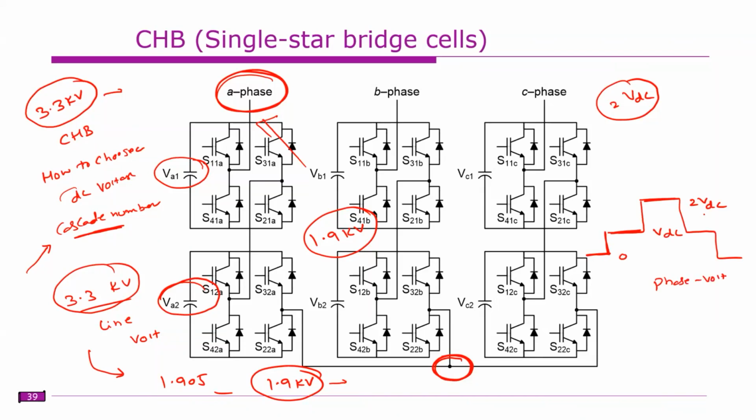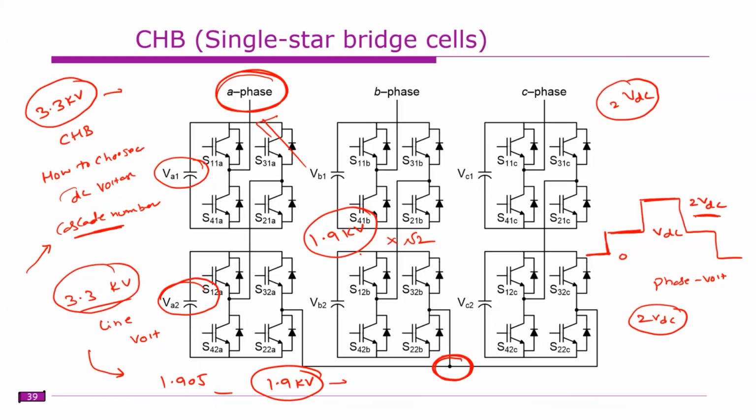So what is the peak value of this phase voltage? So this is 2 VDC, right? Peak value is 2 VDC. Okay, but we have this 1.9 kV, which is its RMS value. So what is the peak value of this one? So this 1.9 kV into root 2. So that is its peak value.